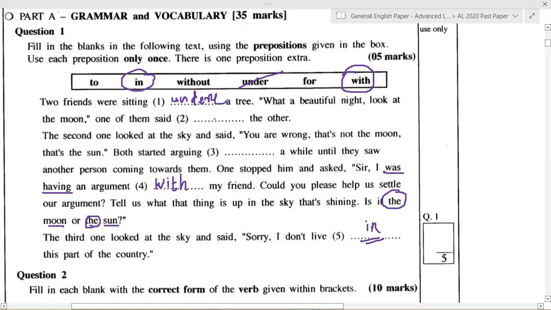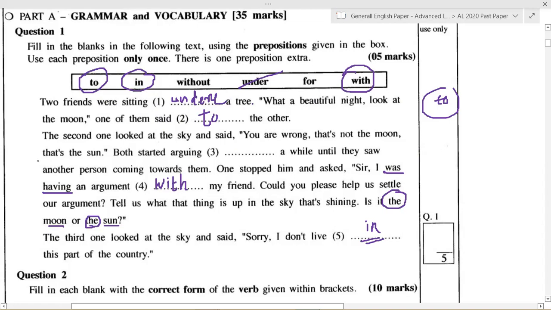One of them said to the other. When you say something to someone, the preposition is to. That's been okay. He says that to him. I told that to him, likewise.